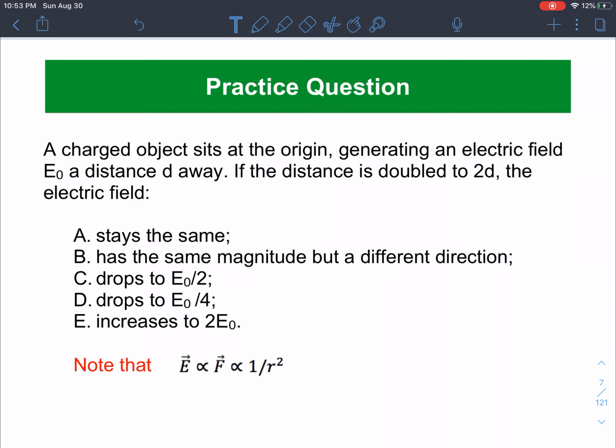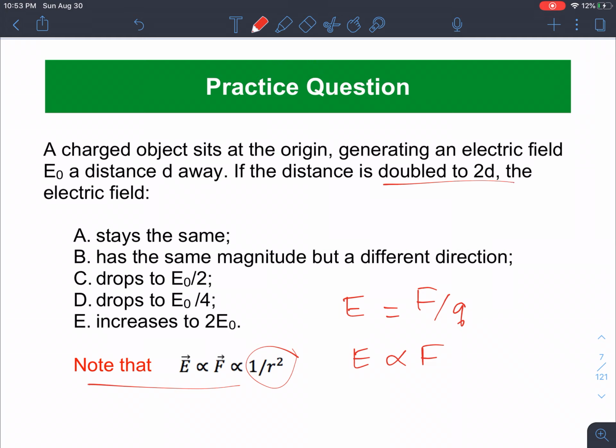So all we need to understand is that E is given as F over Q, right? So E is proportional to F, and we know that F is proportional to 1 over R squared. So if you double the D, the R in this equation from Coulomb's law, F equals K Q1 Q2 over R squared, and that R is D, if D is doubled, R is doubled.